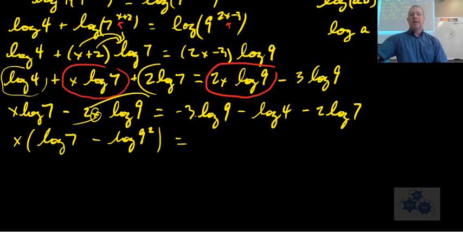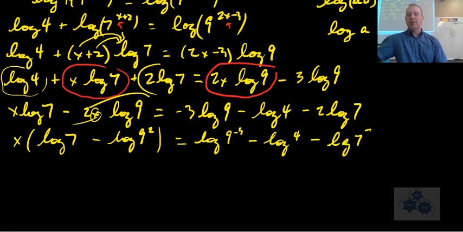Over here, I'm also going to use this. Okay, so the negative 3 here, right? When we have these negatives here, that's like dividing. But when we have a negative 3 here, okay, that negative 3 can come up as an exponent. Okay? So that's going to be log of 9 to the negative 3 minus log 4 minus, and we can just write this as log of 7 squared. If you want to do plus log 7 to the negative 2, that's okay too. It doesn't really matter.